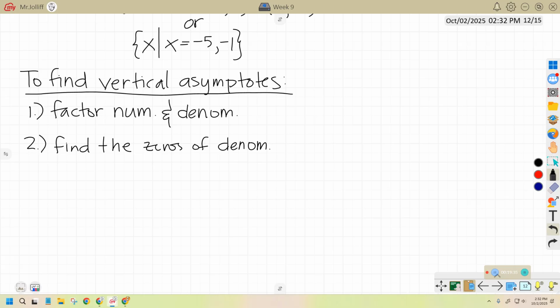Where are the problems in the denominator? Where are my no-no zones? We need to find those. So often we will find vertical asymptotes and the domain at the same time because the domain process is step 2 of finding our vertical asymptotes.